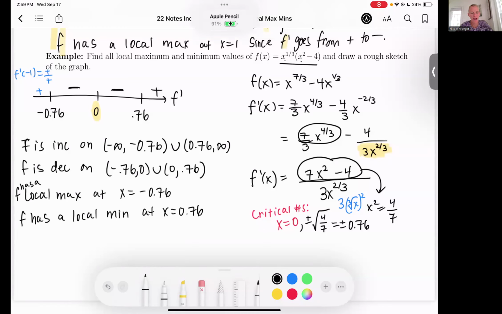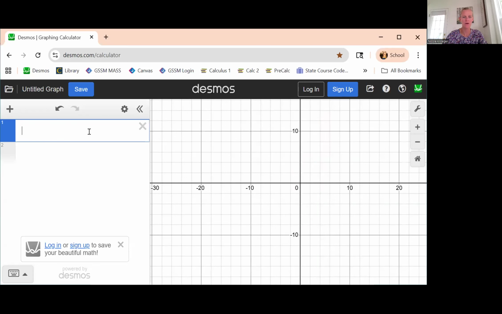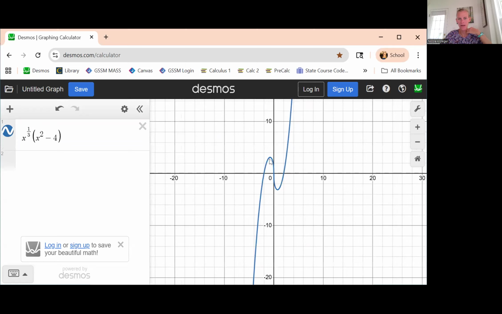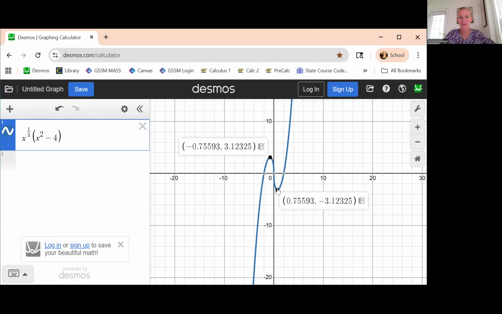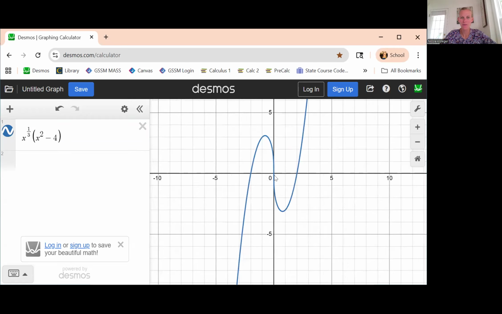Okay, let's look at this graph on Desmos just to see what happens and see if we agree with everything here. So I'm graphing my original function. Okay, so this is my original function. Okay, so it looks like indeed the function's increasing up until, yes, negative 0.76. That's good. Then it's decreasing until it gets to 0.76, and then it starts increasing again. We've got a local max and then a local min. That's good.